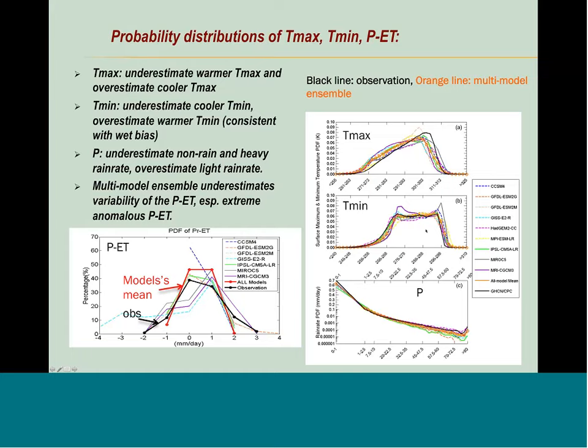The panel to the left compares the observed P minus ET with the modeled P minus ET, and the bold red curve represents the multi-model ensemble mean. As you can see, these models tend to underestimate the extreme anomalies of P minus ET, both on the dry side as well as on the wet side.